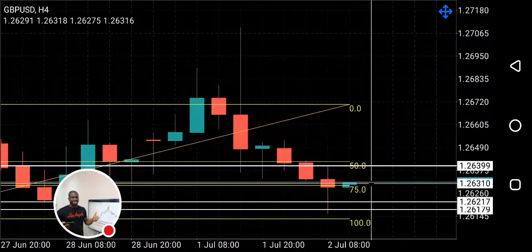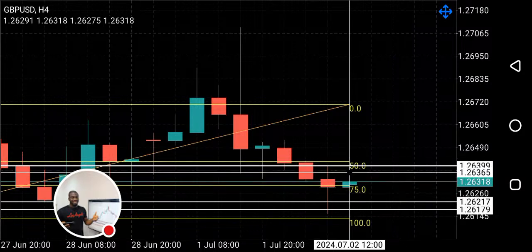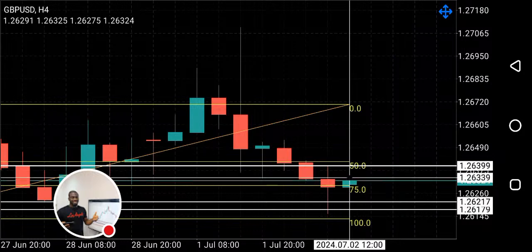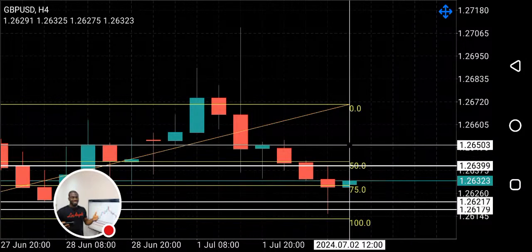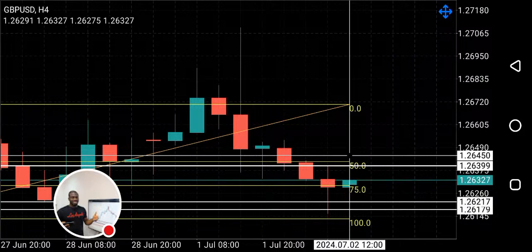Now, if you don't want to wait for this current 4 hour candlestick to close before you buy, because by the time it closes, price might have gone far, and entering that trade at that point will require you to take a very high risk.